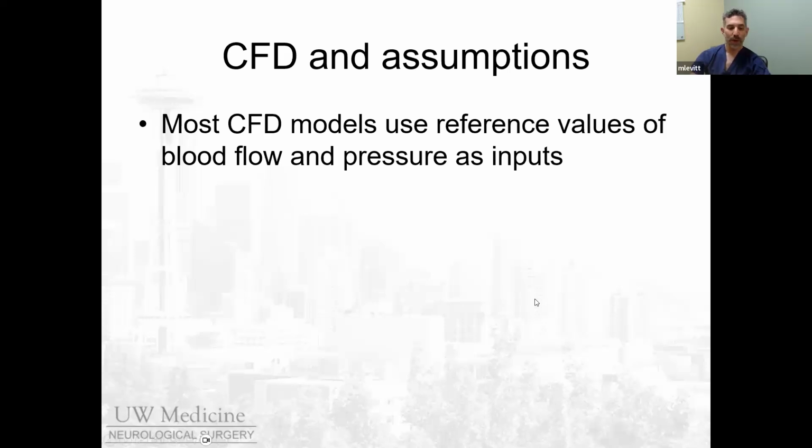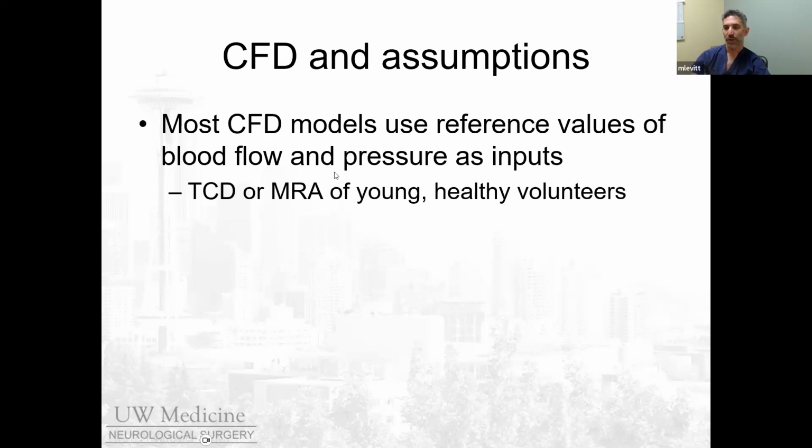So I think the one thing that we had kind of really focused on in our lab is that a lot of these models use reference values of blood flow and pressure as inputs. So we take scans of young, healthy volunteers, typically college students like yourself, who sign up to get paid $50 to have an MRI, and then we measure the blood flow in the blood vessels in your brain, and then we use that to make our models.